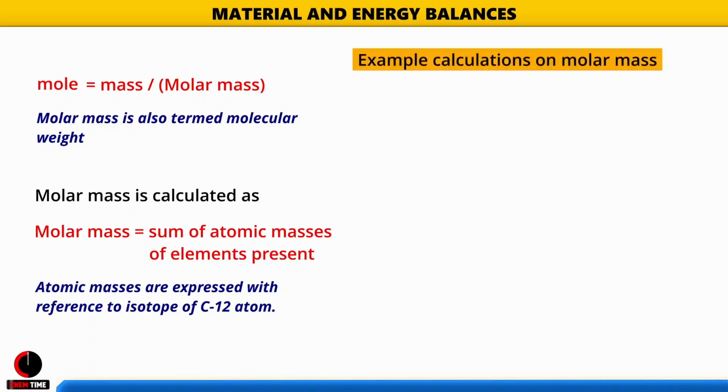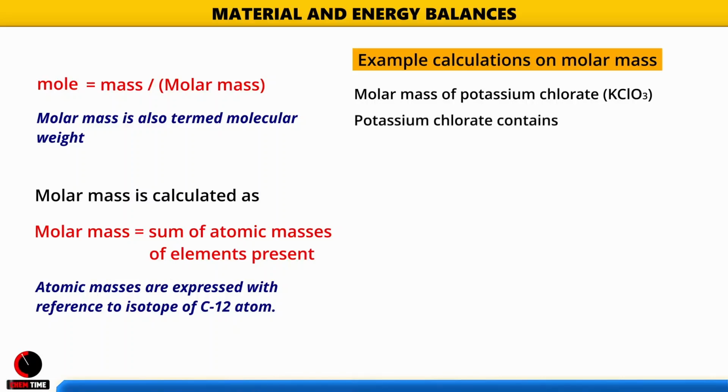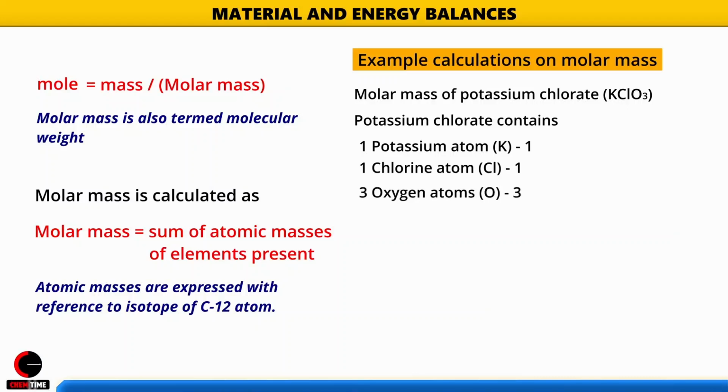I'm taking an example to calculate the molar mass. The molar mass of potassium chlorate is to be calculated. First, you write the chemical formula of potassium chlorate, that is KClO3. Identify the number of atoms of each element. In this particular potassium chlorate, there is one potassium atom, one chlorine atom, and three oxygen atoms. List out the atomic mass of all the three elements. Potassium is 39, Cl is 35.5, and oxygen is 16.